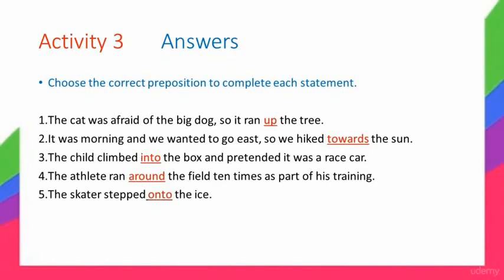Activity 3 answers. One. The cat was afraid of the big dog, so it ran up the tree. Two. It was morning and we wanted to go east, so we hiked towards the sun. Three. The child climbed into the box and we pretended it was a race car. Four. The athlete ran around the field 10 times as part of his training. Five. The skater stepped into the ice.